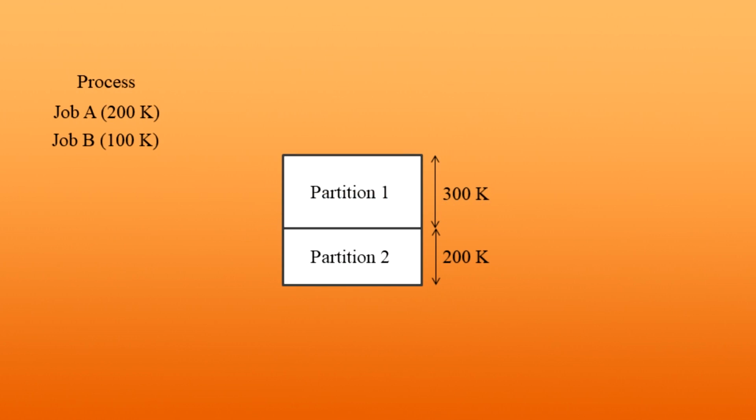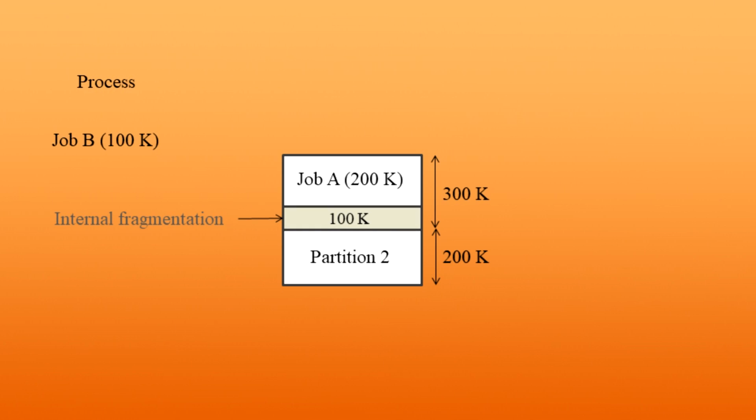Let's go into example 2. Using the exact processes from example 1, but with an additional partition added. Now, the memory has two partitions, where partition 1 has 300 kilobytes of size and partition 2 has 200 kilobytes of size. We allocate job A into partition 1 and produce 100 kilobytes of internal fragmentation. Then, we try to allocate job B into the second partition. Now, job B can be allocated because partition 2 is free and has the same or higher size than job B.